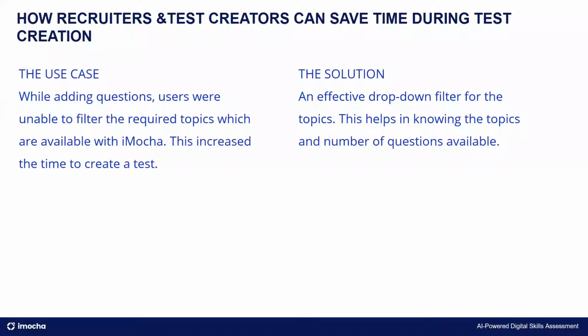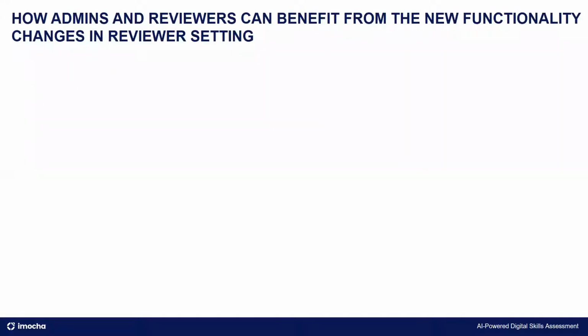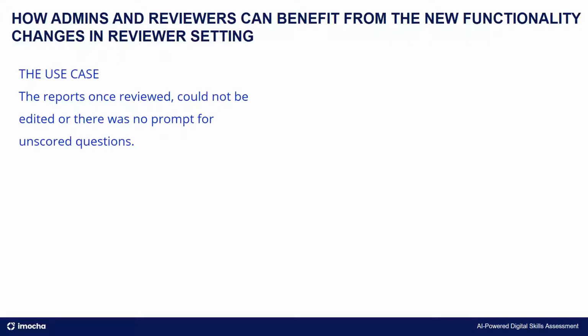The next use case we'll discuss is how admins and reviewers can benefit from the new functionality. There's a change in the reviewer role setting. Again, we'll discuss the use case first. What used to happen is, when reviewers received the reports and tried to review them, once you clicked on finish evaluation, you could not go back and edit the report. Similarly, let's say I am reviewing a report and by mistake I forget to review a few questions and click on finish evaluation. Earlier the system did not give a prompt that there were questions not scored or reviewed by me. In that case, questions with 0 marks used to get generated in the report, and obviously the candidates used to suffer because of this.